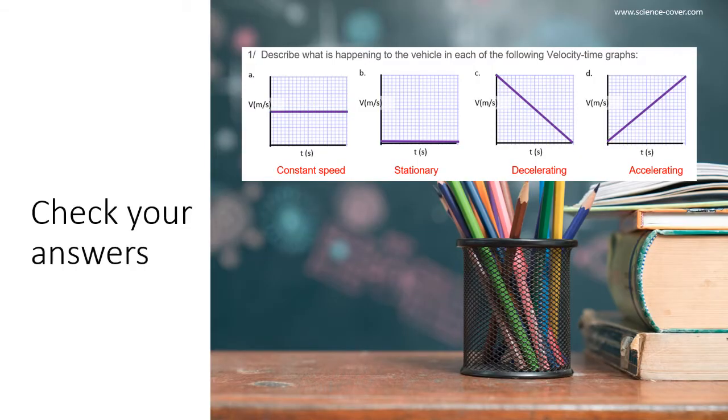Let's check the answers. Describe what is happening to the vehicle in each of the following velocity time graphs. A is showing a constant speed. B is showing a stationary object. C is showing an object that decelerates. And D is showing an acceleration.